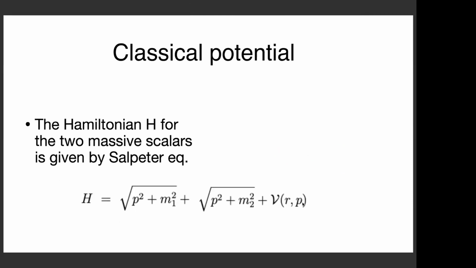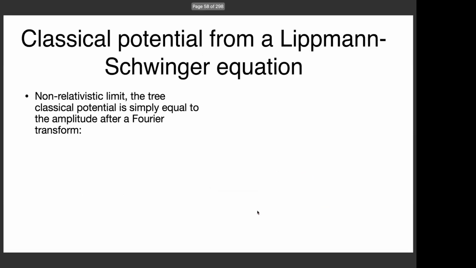So the basic problem we start with is to provide a Hamiltonian for the scattering of two massive scalars. And from the literature, we can go back and find the Salpeter equation that links the Hamiltonian to what we call the scattering potential V. And we have the kinematic terms.